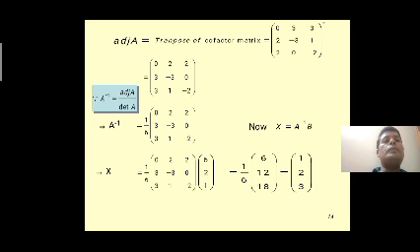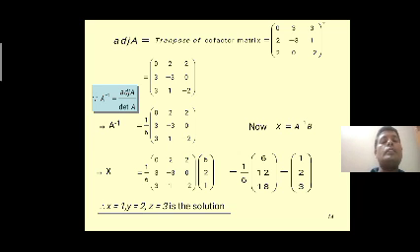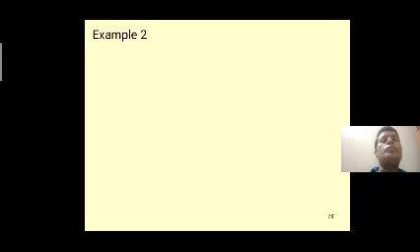Now we get the simplification by doing the multiplication: 1 by 6 of 6, 12, 18. Then we do the division: 6 by 6 we get 1, 12 by 6 we get 2, 18 by 6 we get 3. Therefore x equal to 1, y equal to 2, z equal to 3 is the solution of the given problem. Now we go to example number 2.